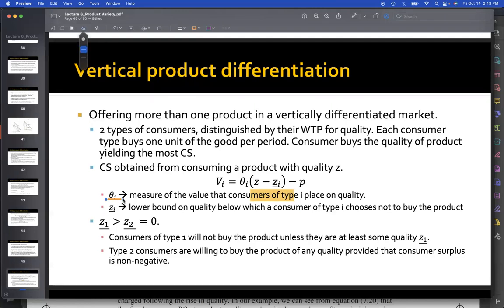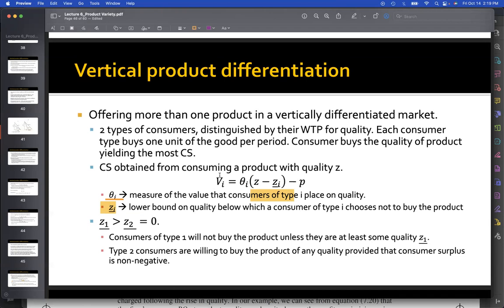Okay, so that's theta I. That's the willingness to pay for quality. Meanwhile, zeta sub I, zeta underscore bar, is the lower bound on quality below which a consumer of type I chooses not to buy the product. So remember, if Z here is less than Z_I, then this whole thing is negative. Negative plus a negative is a negative.